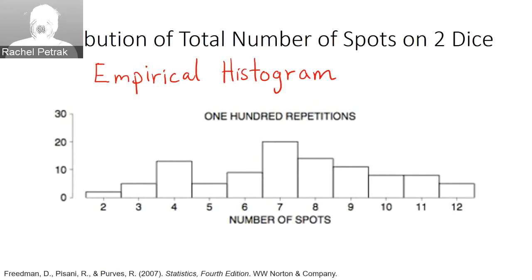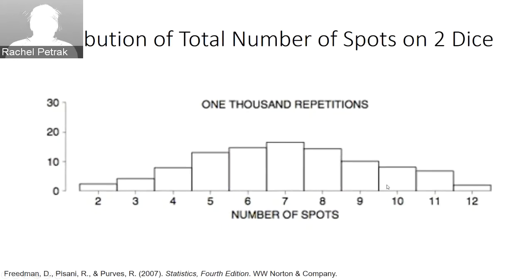When we look at this empirical histogram, we've got the total number of spots on 2 dice. So somebody or a computer rolled 2 dice 100 times. You roll the dice once, add up the spots. Roll it again, add up the spots. Okay, we do it 100 times. And as you can see, it doesn't quite look like a normal distribution yet. What if we increase the number of times we roll our dice, our number of observations, to 1,000? When we get to 1,000 observations, you can see that this much more closely resembles a normal distribution.